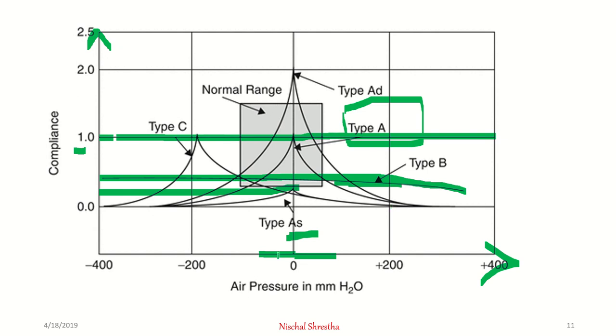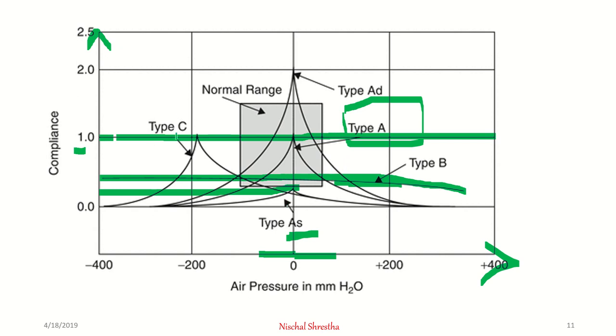So type A is the normal type, and in type AS, compliance has decreased, but the pressure is normal. Means eustachian tube condition is normal, but the TM mobility has decreased. So this occurs in cases of stiffness. That's why it is denoted by suffix S. S means stiffness. So it occurs in cases like otosclerosis when the ossicular chain is fixed. That's why the mobility of tympanic membrane is also decreased. Movement decrease means compliance decrease.